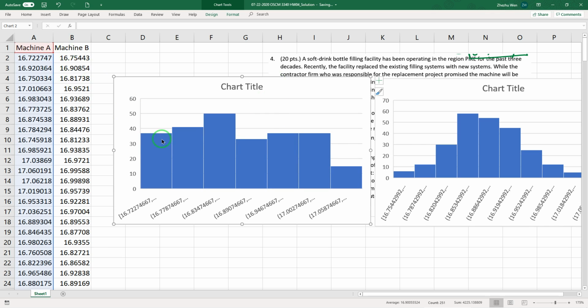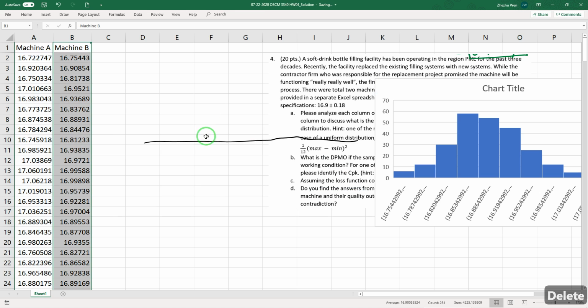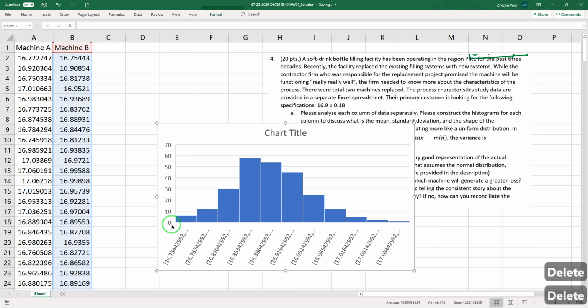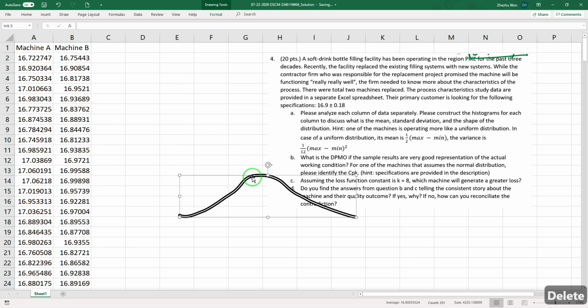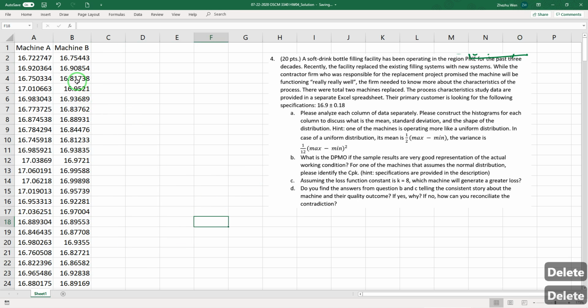Machine A looks more like a flat shape. Therefore we can consider this as a uniform distribution. We don't actually need a histogram after looking at the shape. For this one, it more resembles a normal curve, so process B follows a normal distribution. The reason why the shape of distribution is important is that depending on the shape, you have a different way of obtaining its average and standard deviation.